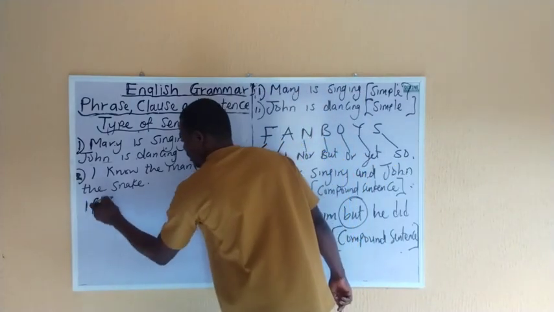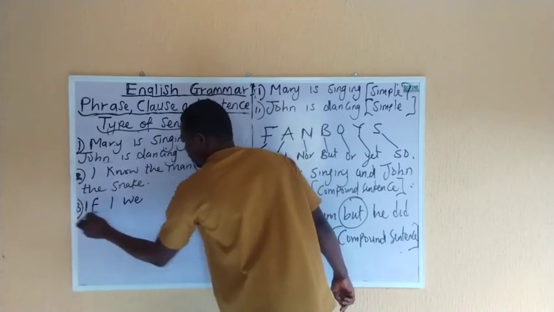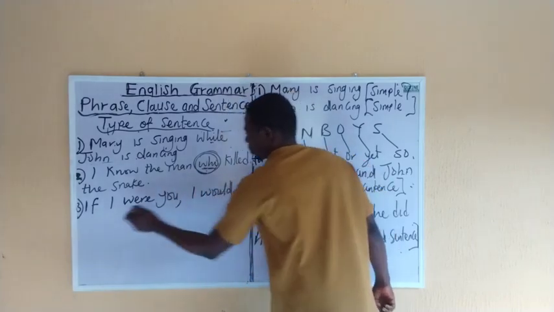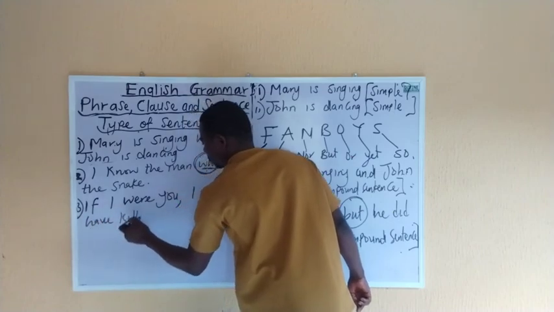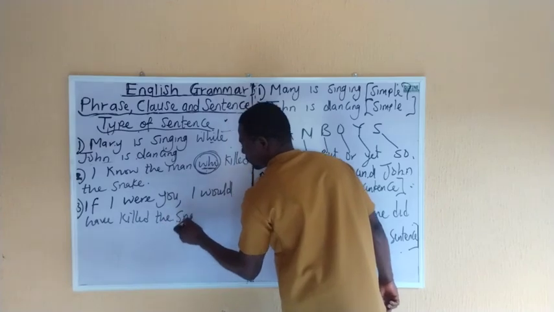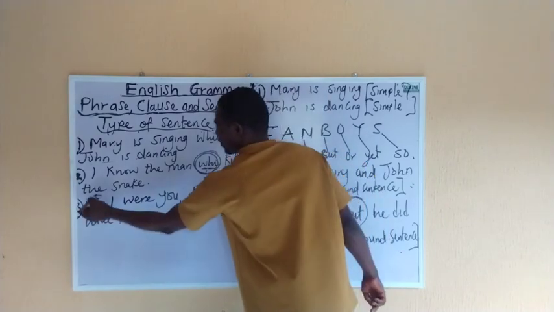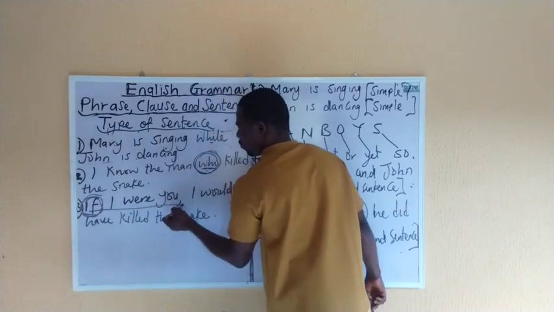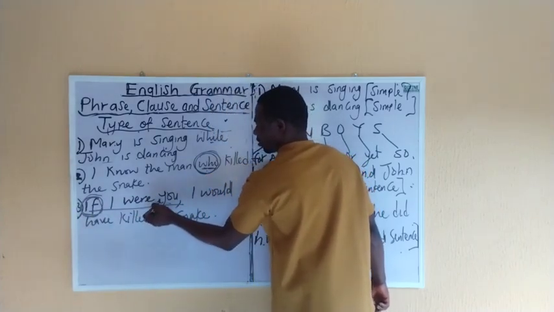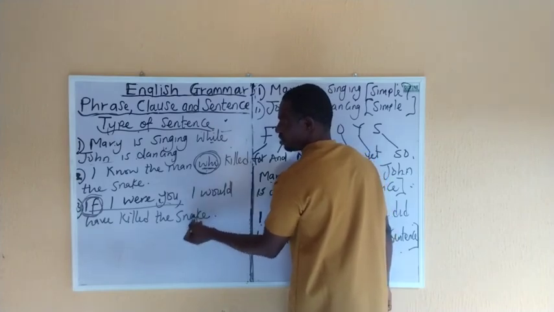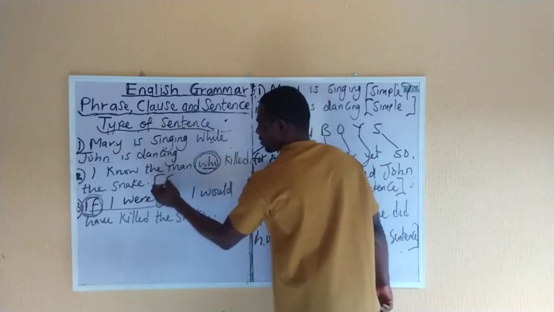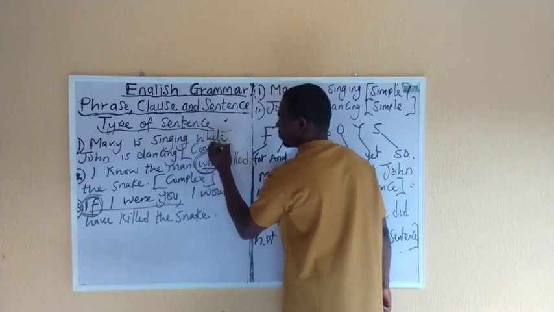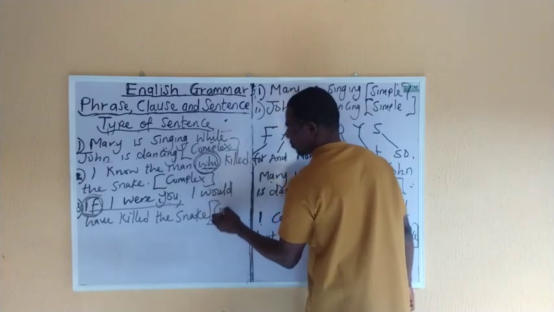Again, in a complex sentence, the dependent clause can actually come before the independent clause. Example 3: If I were you, I would have killed the snake. Okay, fine. If is a subordinator. Since if is a subordinator, if I were you is the dependent clause, and I would have killed the snake is the independent clause. So, complex sentence.